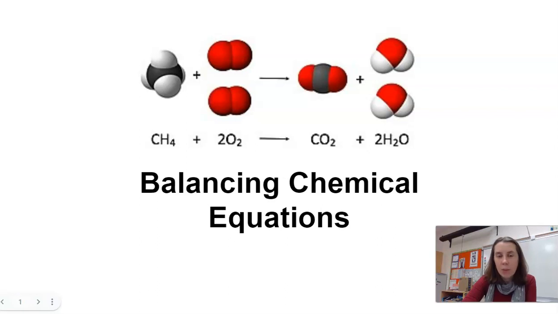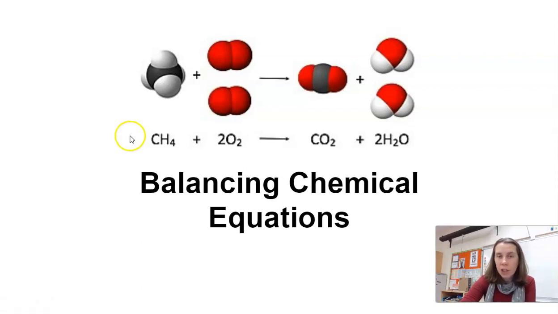Hello, today we're going to talk about chemical equations and balancing those chemical equations. So first, just a couple of pieces of terminology. A chemical equation is basically just a summary of what happens in a reaction. It's kind of like the recipe for what's going on.